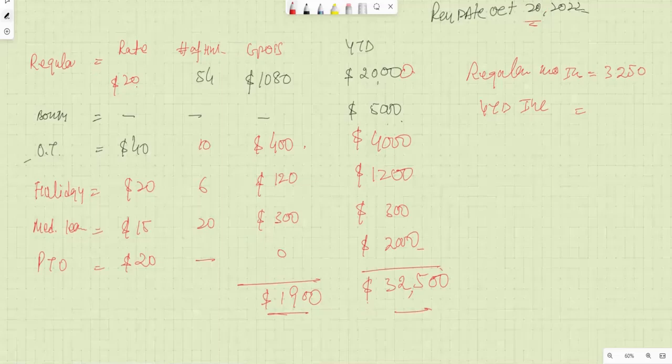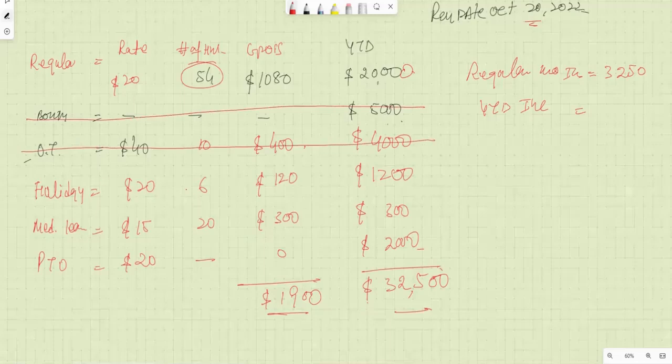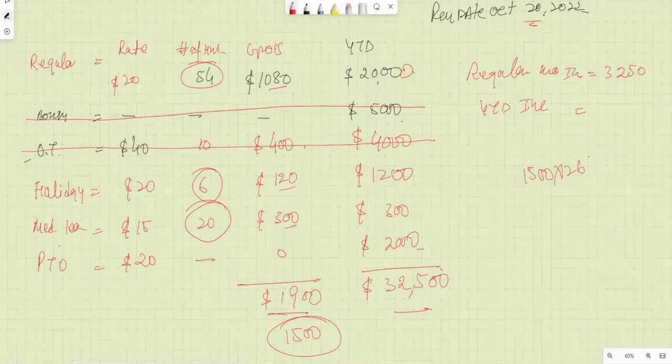Regular income rate is $20. So we are going to use it. Bonus, no, we are going to ignore this. OT, we are going to ignore this. Holiday, yes, we are going to take it. Medical leave, yes, PTO is not there. So 1080 plus 120 is going to be 1200 plus 300. So it will become 1500 for us. So 1500 into 26 divided by, because how it is going to be 26, even I haven't given you the date, but you can easily make it out.